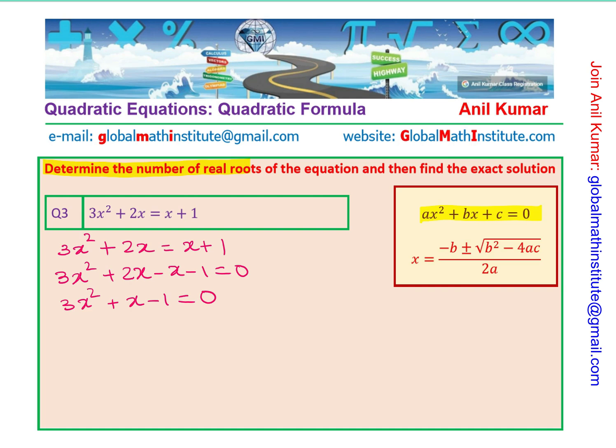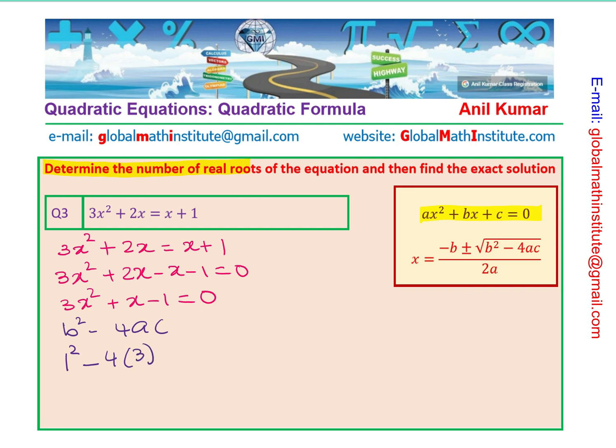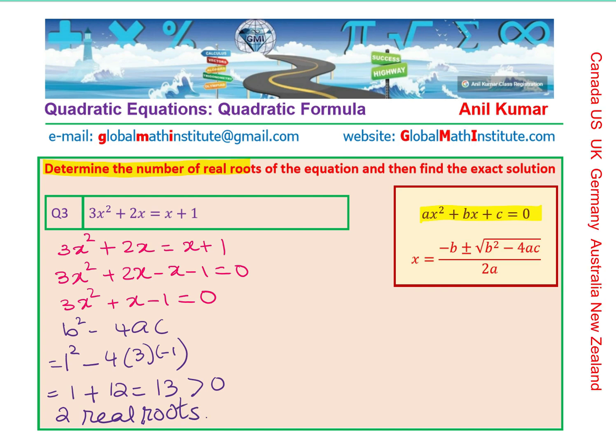Now let's try to answer the first part, which is to determine the number of real roots. Means analyze b square minus 4ac, right? b in this case is 1, so I'm just writing 1 square minus 4 times a is 3 and c is minus 1, and that gives you the value as 1 minus, and minus becomes plus 12, which is 13. Now since this is greater than 0, we got two real roots. Makes sense? So in this case, we do have two real roots, and the objective now is to find what those roots are, right? Let's calculate.